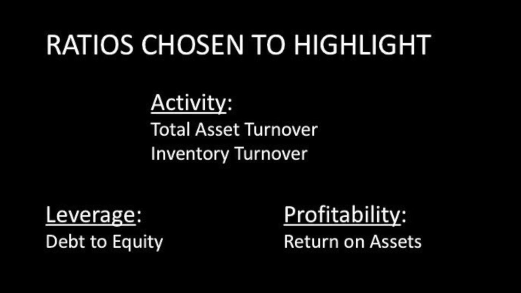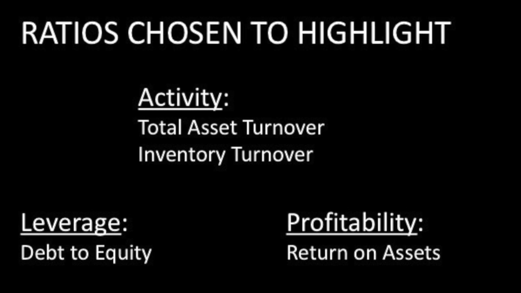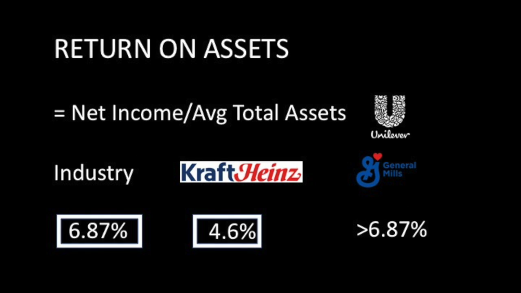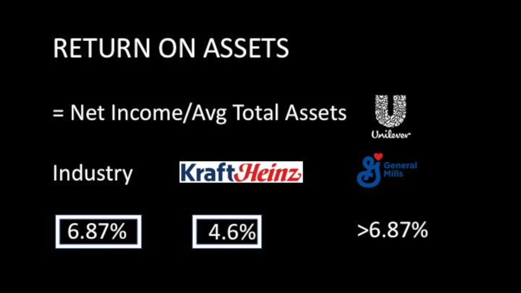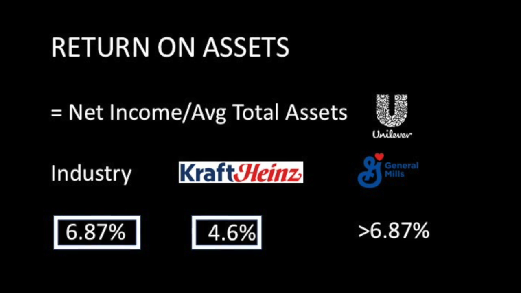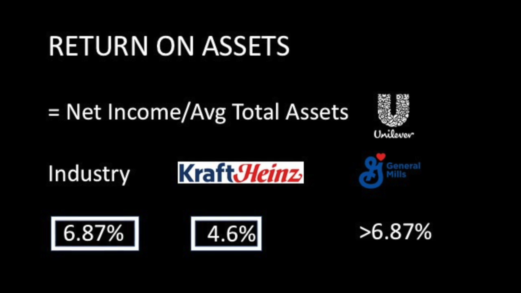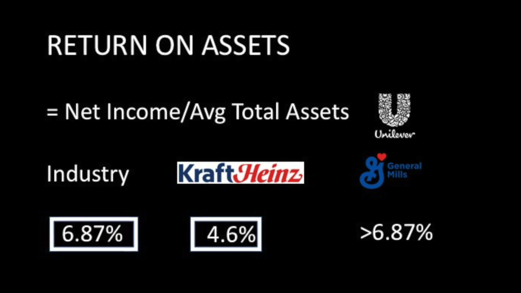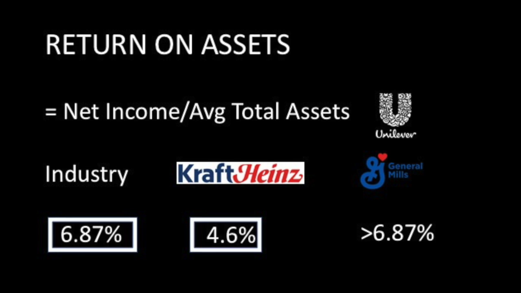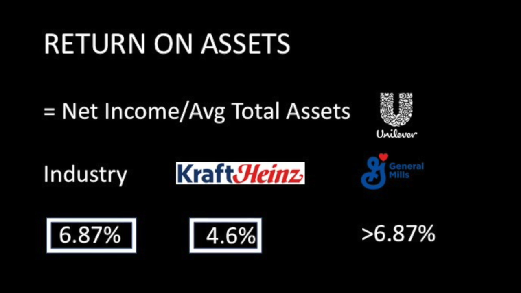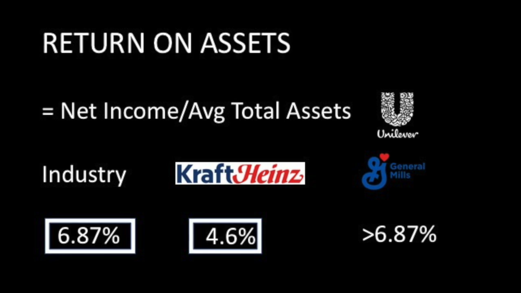Return on assets is a profitability ratio. It is computed by dividing net income by average total assets. The industry ROA is 6.87%. Kraft Heinz ROA is 4.6%. General Mills and Unilever both have an ROA above the industry average.